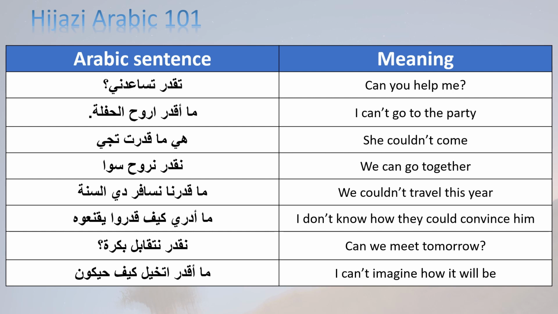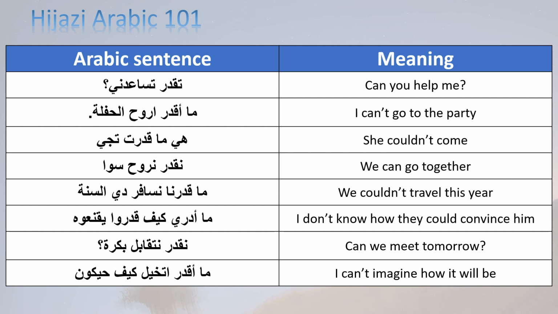Okay? The next sentence is نقدر نروح سوا. We can go together. نروح is we go and سوا means together.